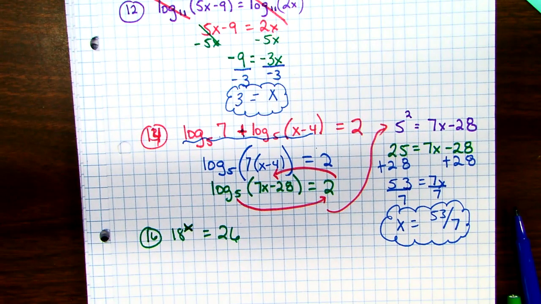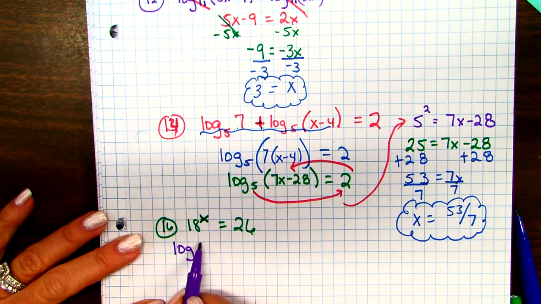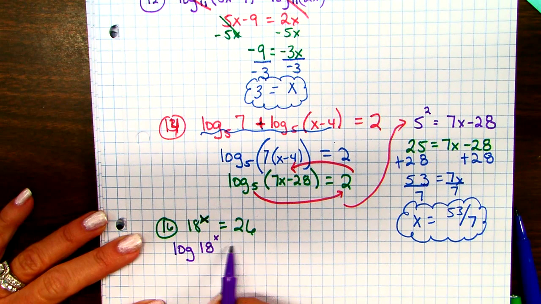So the first thing you want to do is try to get like bases. But we learned in the last couple of days that sometimes you can't get like bases. 18 and 26 don't have like bases. So we have to have some other method. And what we learned was we can take the log of both sides, okay? Which means give a log to both sides.